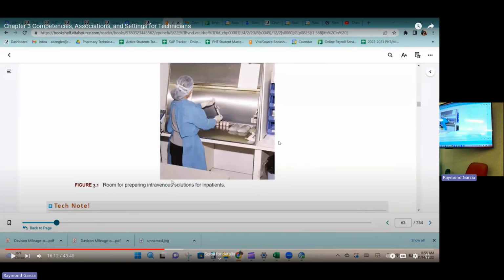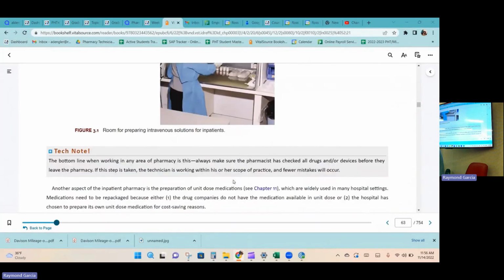The emergency department will have a lot of stat doses. So the IV tech usually has to be pretty much on standby if they're not already in there preparing the patient's daily meds. So there's a lot of work done in the hospital setting. Figure 3.1, preparing intravenous solutions for inpatients.